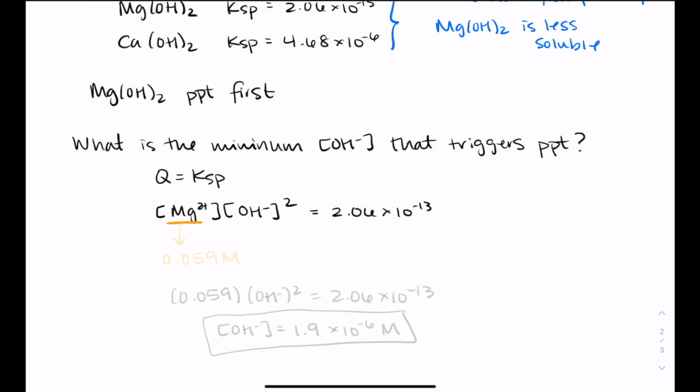Now it would be fair to write OH minus concentration greater than 1.9 times 10 to the minus sixth to be technically and officially complete, but you can say that it's equal to this concentration. This would be the tipping point. So as soon as we go just beyond this tipping point, that's when you would get precipitation.